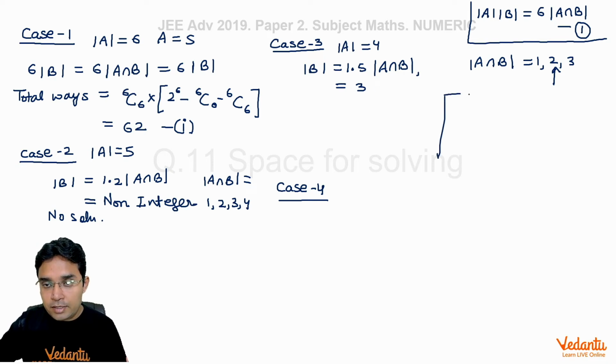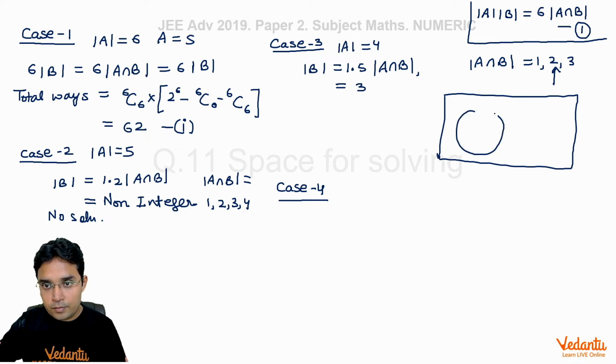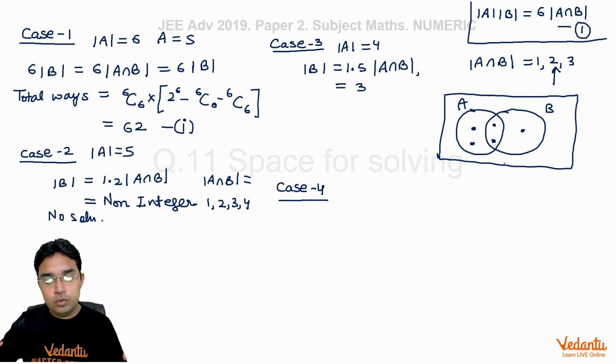So in this case, if we make a diagram, it should look like this. A here, B here, their intersection has 2 elements. A has 2 other elements. B also has 1 more element than these 2. And the remaining 1 element will be lying outside, in the sample space.